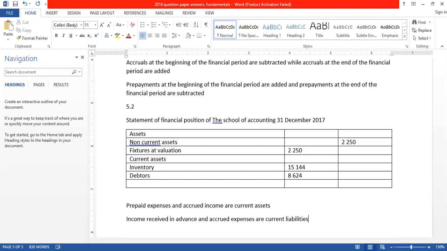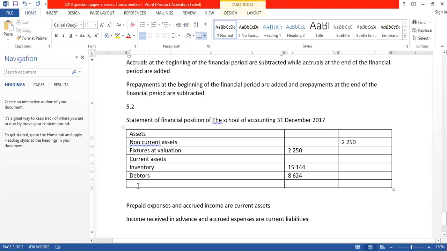Now looking at that, we have rates prepaid expenses. Rates prepaid was 225. We said we are using our closing balances. In this case, rates prepaid was 225, and we say that prepaid expenses are current assets. So we have rates prepaid of 225. And then we move on.